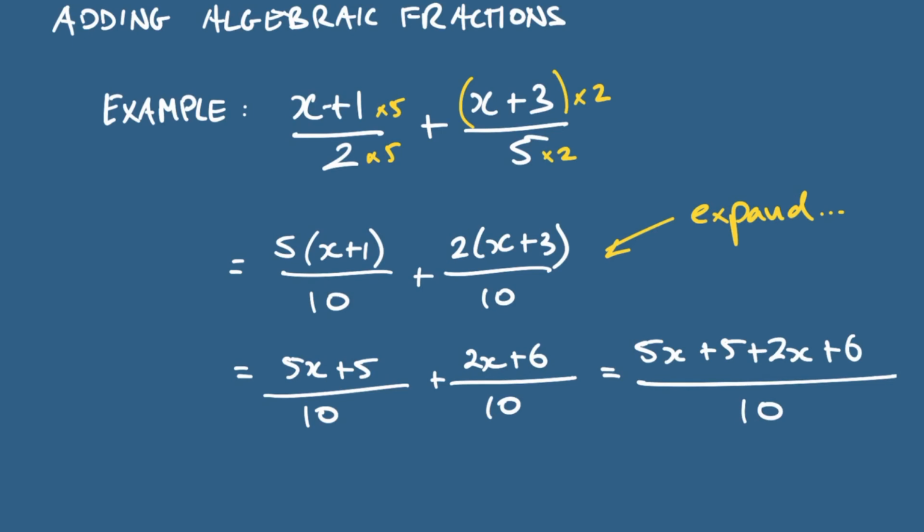Lastly, I'm looking for any like terms that I can simplify. And I can see I've got x's and x's. I've got numbers or constants here that I can simplify. So 5x plus 2x gives me 7x. And 5 plus 6 gives me 11. All over my denominator, which hasn't changed. It's still 10. So I've taken that and I've simplified it down to 7x plus 11 over 10. Good job.